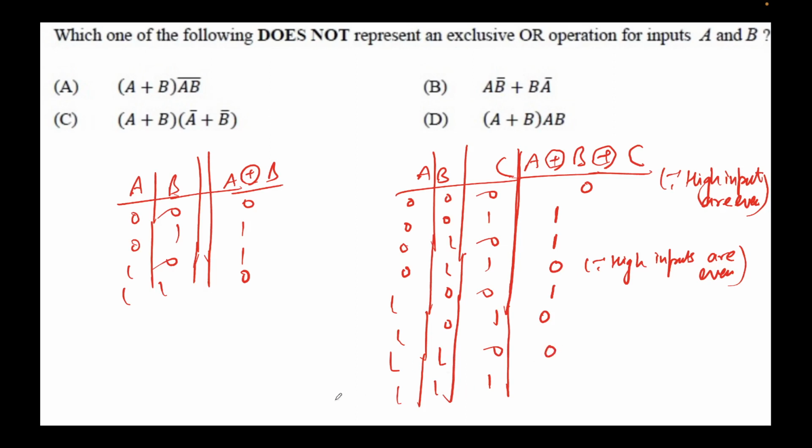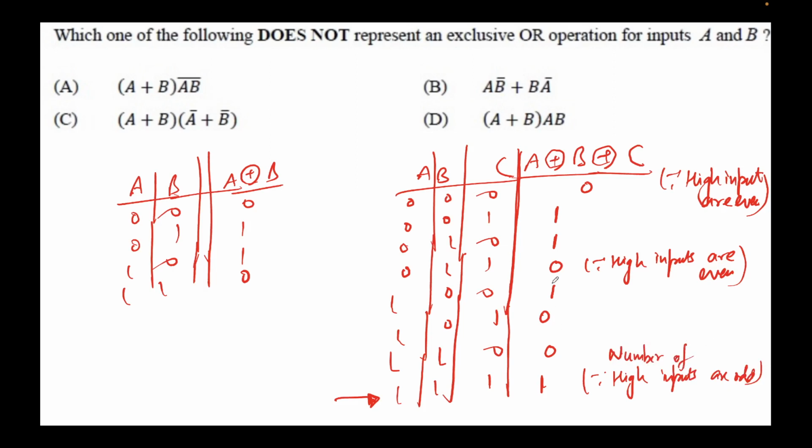The 8th row is a very interesting case. This is why I wanted to draw this truth table. The number of inputs that are high in this row is 3. So the answer would be 1. Why? Because the number of high inputs is odd.